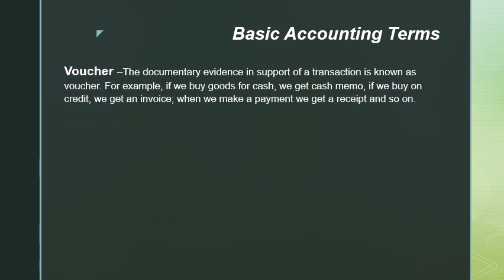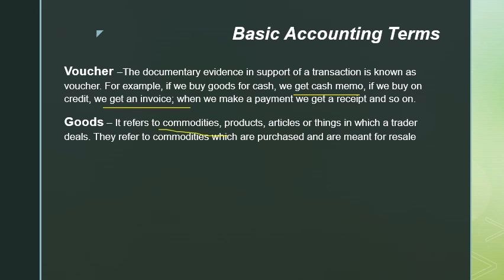Then voucher. Voucher refers to the documentary evidence in support of a transaction. For example, if we buy goods for cash, we get a cash memo, or if we buy on credit, we get an invoice. Then if we make a payment, we get a cash receipt. All these are the different vouchers which are the documentary evidence of those transactions. Then goods. It refers to commodities, products, articles or things which a trader deals in and which are meant for sale. All the commodities purchased for reselling are termed as goods.